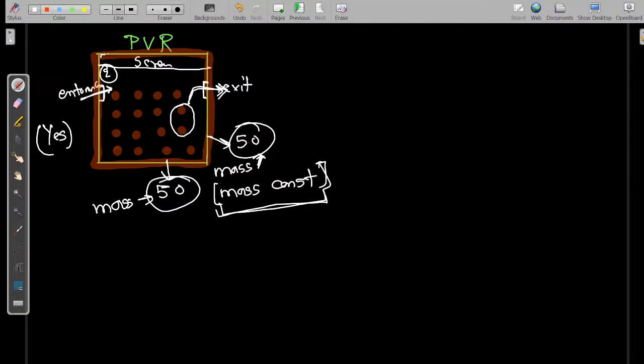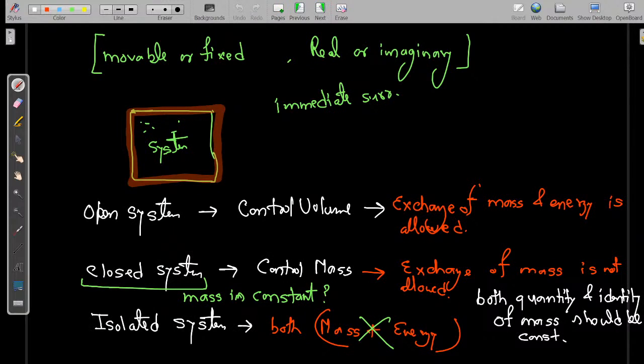Okay, so since the mass is constant, quantity of mass is constant, but the identity of mass is not constant. So I cannot say that for a closed system only mass is constant. Never say that. For a closed system, quantity and identity of mass should be constant. Okay.